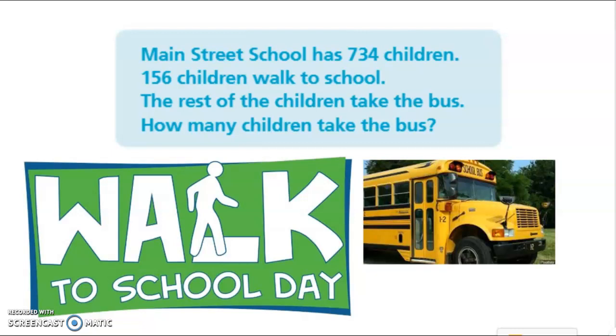Right, it's an unknown addend problem. What is it that you don't know in the math problem? You don't know how many children take the bus because it says the rest of the 734 children take the bus. So that's what you're solving for, is the children that take the bus. So you know the total and you know one addend, but you don't know the other addend. So what is a way that we can show this problem?